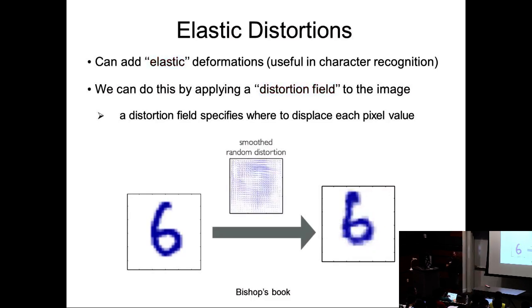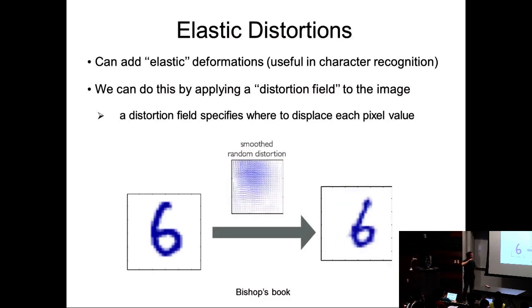If you have a smooth random distortion, you're saying you don't want too much randomness. Here is another example of smooth distortion, which basically means that nearby pixels should be moving in the same direction. And there are ways of doing it. So now you can see that this particular image transforms into this other image just by displacing pixels, which is kind of cool.